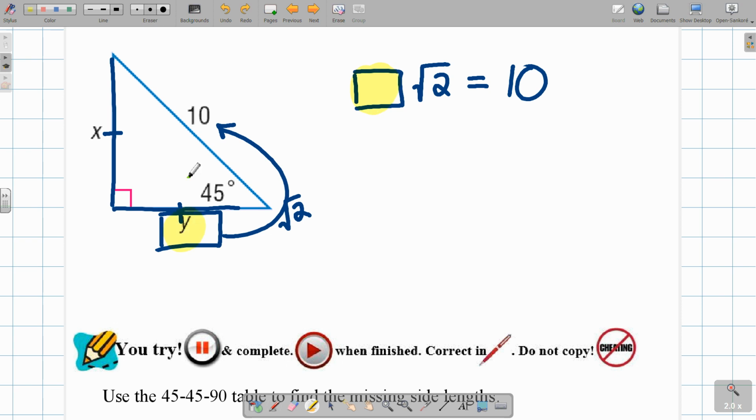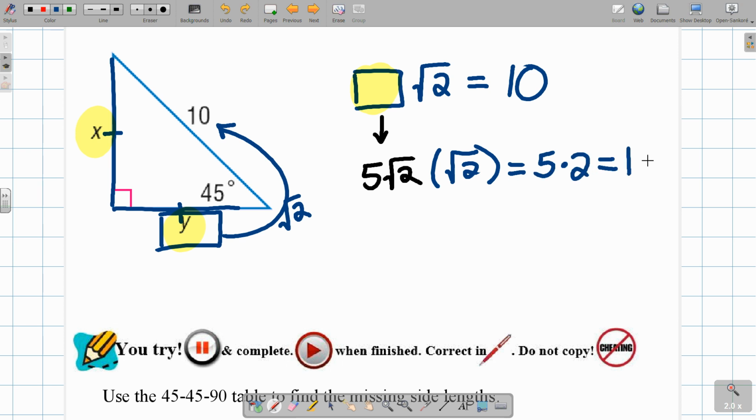What's the something? Which is the same as that something. Something times root 2 is 10. You've got 5 seconds to fill that out. Your something is 5 root 2. Why? Because 5 root 2 times root 2 is 5 times 2, which is 10. So this x and y are both going to be 5 root 2.